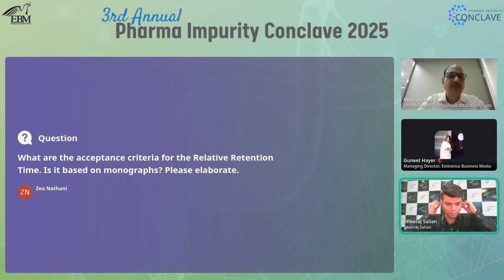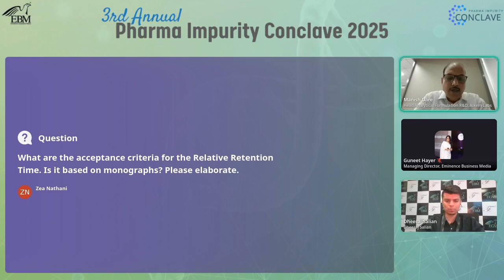All right, thank you so much for that. Now we have our next question. It asks what the acceptance criteria are for the relative retention time. Is it based on monographs? And if you can elaborate on that.